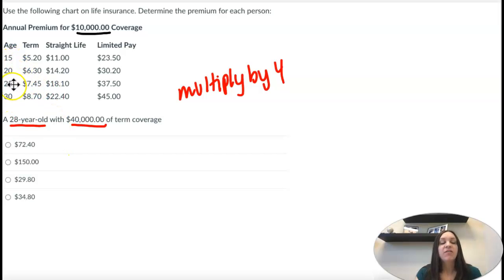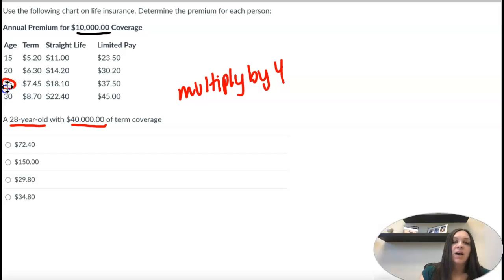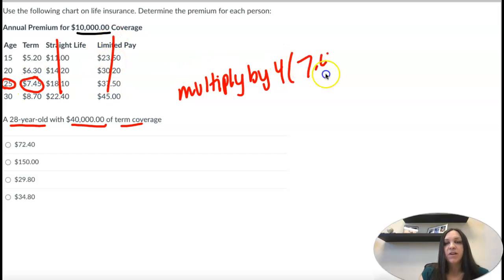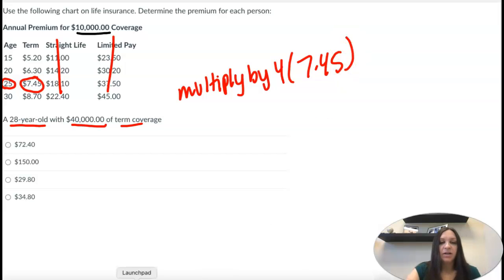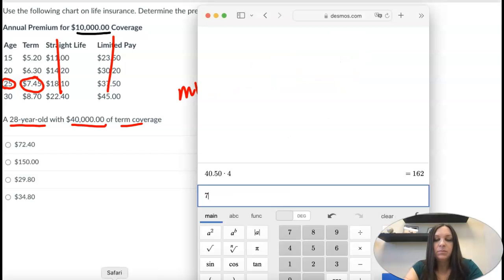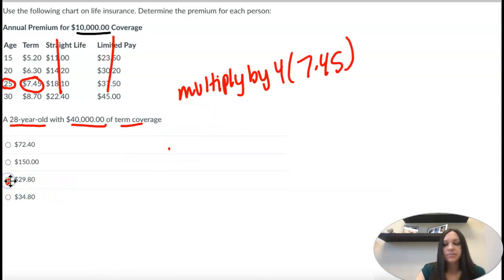So here's how this works. If you sign up when you're 25, you get that same price for 25, 26, 27, 28, 29, and then when you turn 30, you switch. And you get that same price until it switches again. So a 28-year-old is going to get the cost of 25, and we're looking for term coverage. So right here. So 745 multiplied by 4. So $29.80 would be the cost.